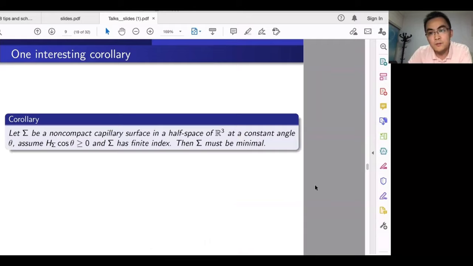And this theorem has an interesting corollary that I want to mention. That is, if sigma is a non-compact capillary surface in half space of R3 at a constant angle theta, and if we assume that H sigma times cosine theta is non-negative and sigma has finite index, then sigma must be minimal. So it simply means that if you have a non-compact, non-minimal CMC surface in half space, then it must have infinite index. Okay. So the proof of this corollary is kind of simple.